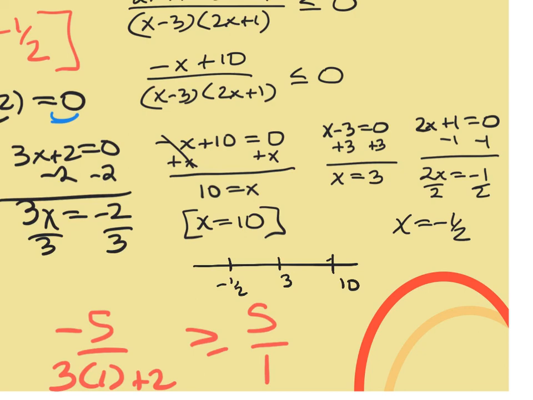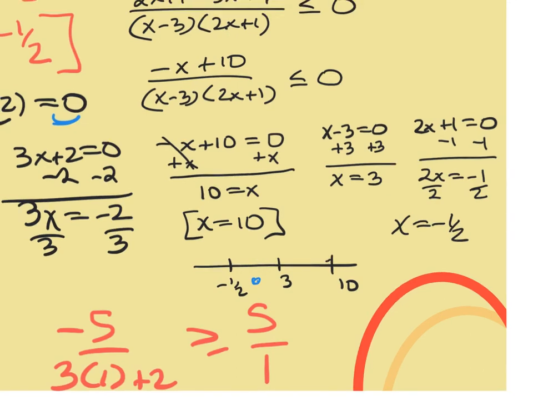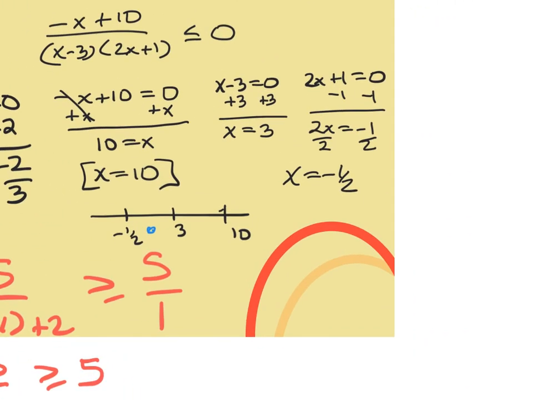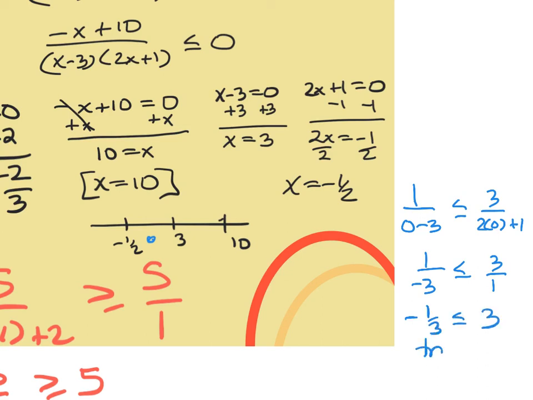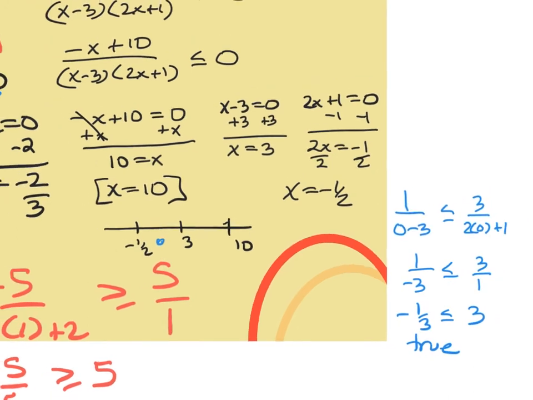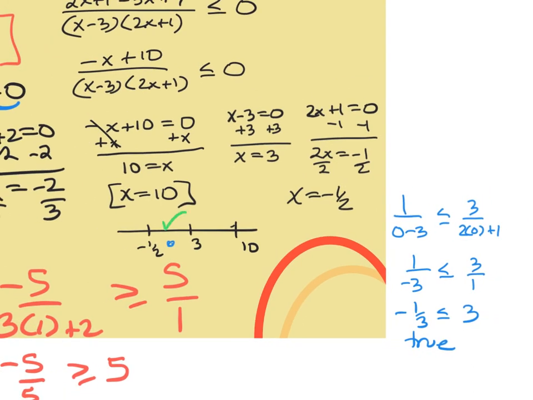Again, choose a test point. I could choose 11, but really I don't want to have to do a bunch of math. I'm going to go ahead and plug in 0. So my original problem was 1 over 0 minus 3 less than or equal to 3 over 2 times 0 plus 1. This gives me 1 over negative 3. This gives me 3 over 1. Negative 1/3 is less than or equal to 3. This is true. So the section that had the 0 is getting the check mark.